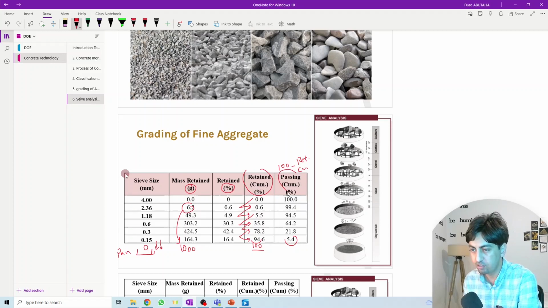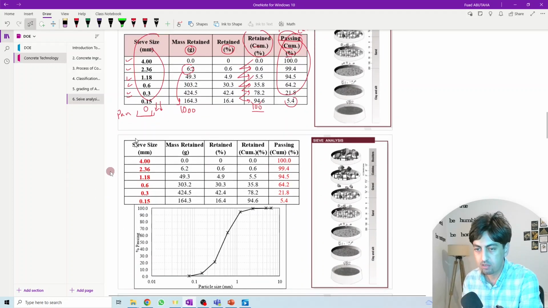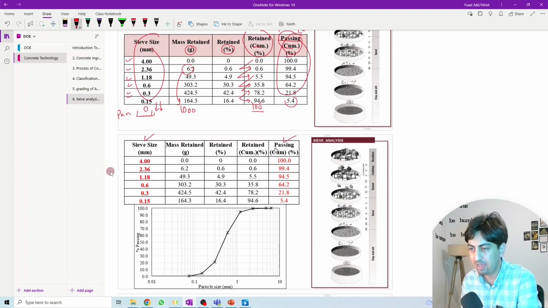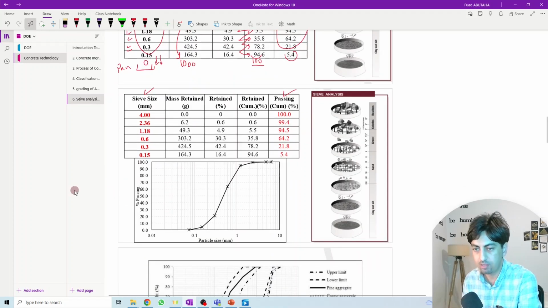At the end, we need to know the passing cumulative percentage for each sieve. Starting with the grams, we convert the grams to a percentage, then we do the cumulative of the retained, then the cumulative passing, 100 minus this one. So I need these columns, and then I start to draw the relationship between the sieve size and the passing cumulative percentage. This is the relationship between the passing, this, and here is the particle size in millimeters.